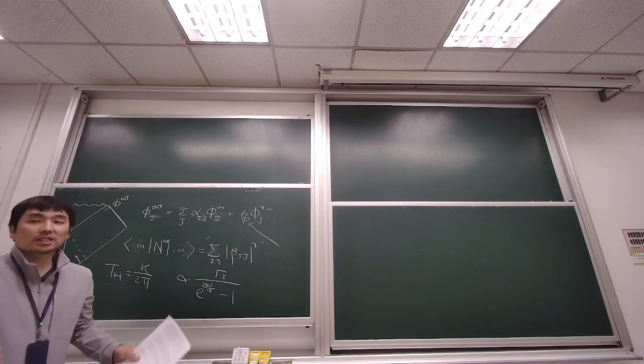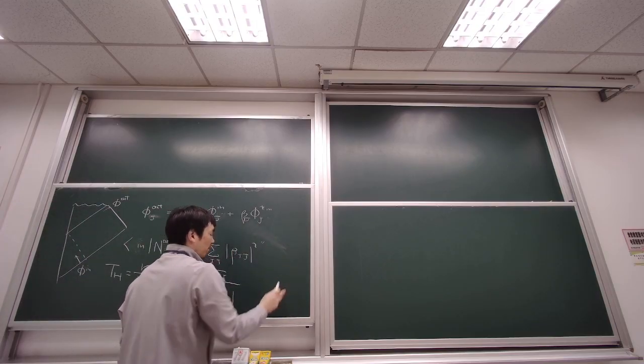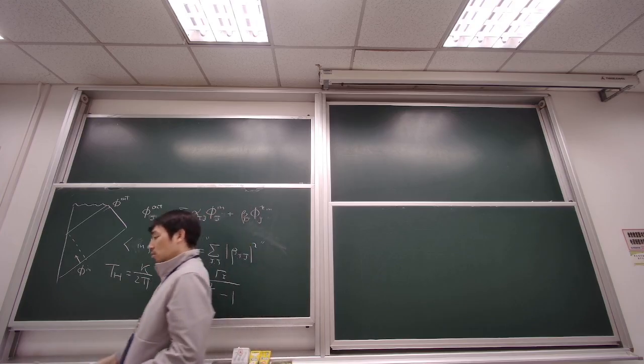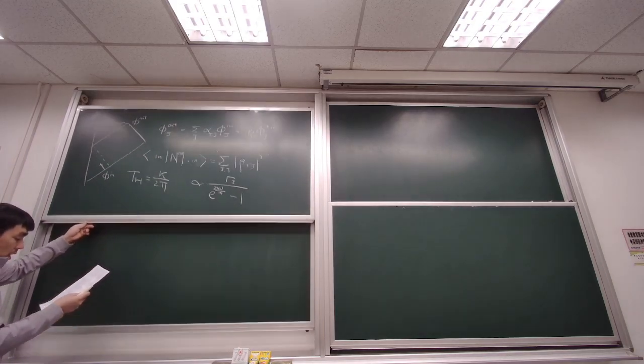So the essence is almost the same as the Unruh temperature, the Unruh effect. So yeah, this is a semi-classical calculation.